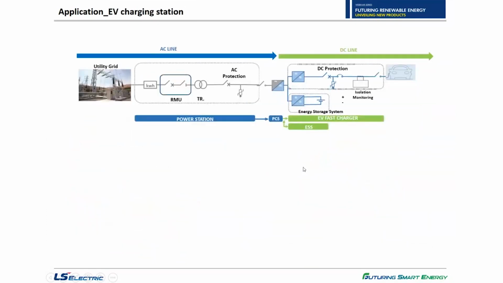Okay, so we started this system for ESS, and we normally move on with our DC contactor system to the EV charging station. As you can see, here are the RMU, TR, and AC protection. Normally this is a very conventional system, and this system is converted to our PCS system, so it is going to be inside our EV charging station like this.